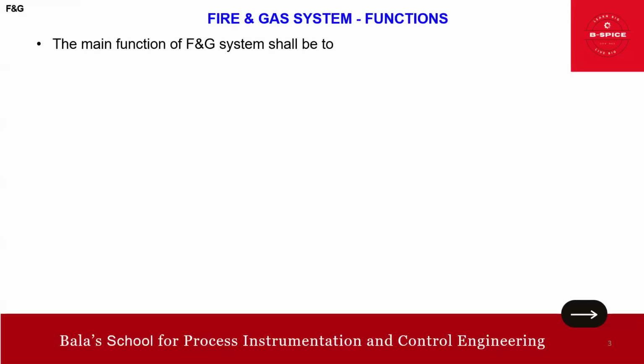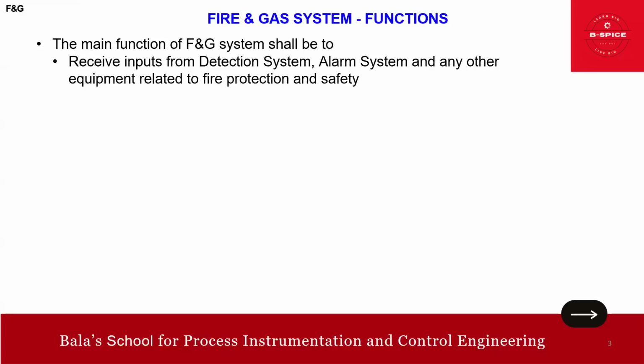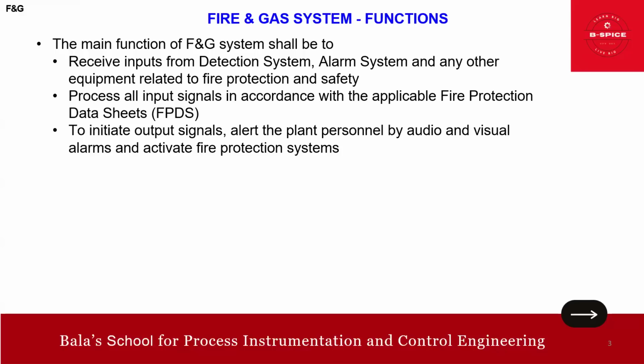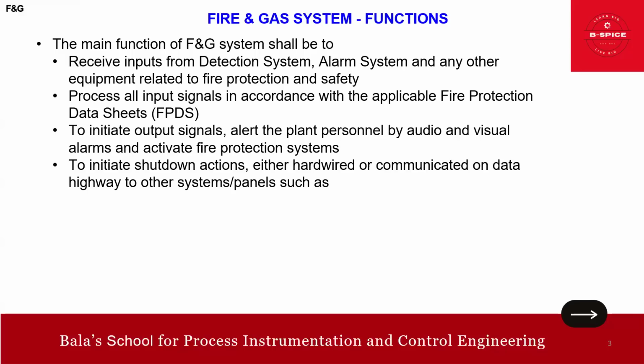So, fire and gas system functionality. What is the main function? Basically, it receives the inputs from the detection system, alarm system, and any other equipment related to fire protection and safety. Very simple, right? It processes all the input signals in accordance with the applicable fire protection data sheets. It initiates an output signal, alerts the operator or plant personnel by audio and visual alarms, and activates the fire protection system. These are the functions. And of course, it initiates shutdowns, either hardwired or communicated on data highway to other system panels such as ESD, HVAC, safety and automation system, right?